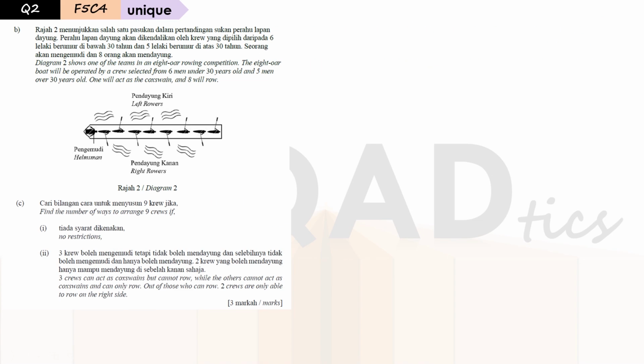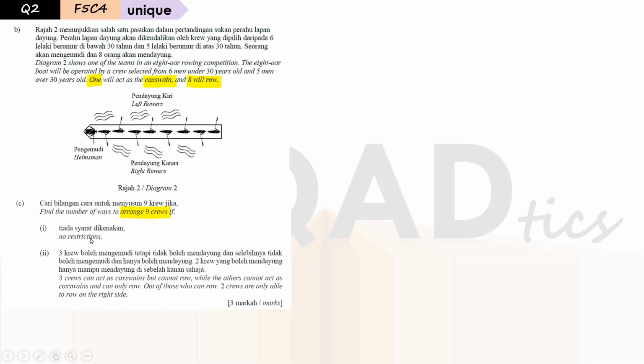So this is actually one of the unique questions, and it is for part C. Before we go to part C, just a reminder that for the crew, 1 will be acting as the coxswain and 8 will be rowing. For part C, we need to find the number of ways to arrange the 9 crews by following these 2 conditions.